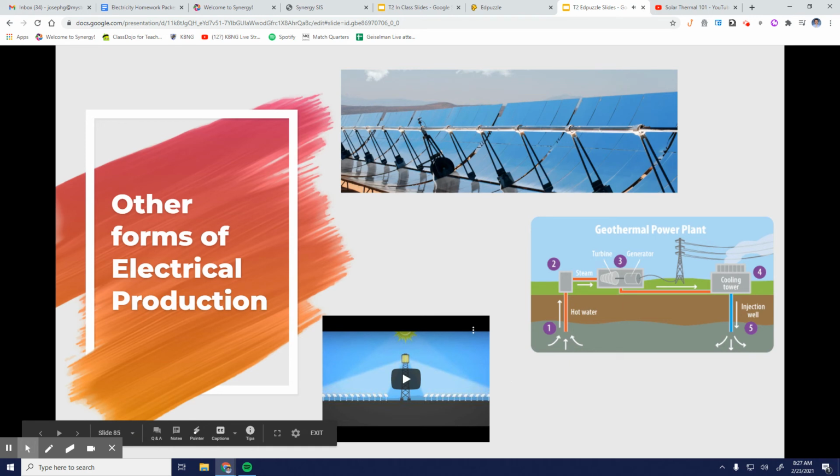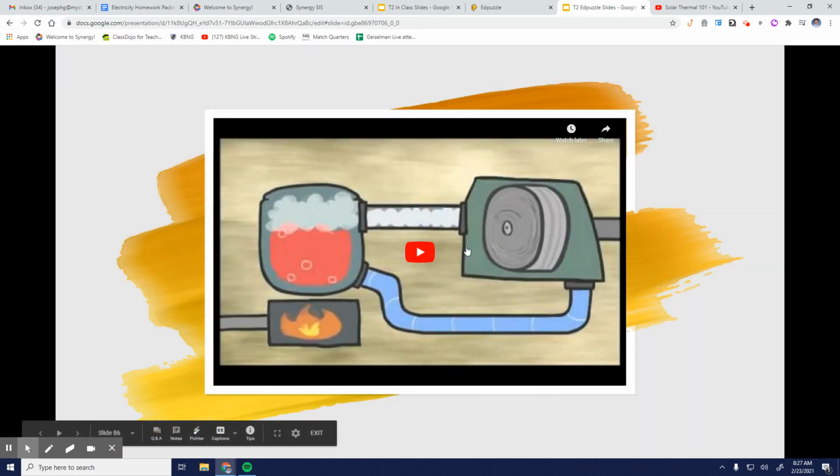So that is solar thermal. That's kind of one of the cool newer ones. If you have ever been to Arizona, Nevada, parts of California, and Utah, you will actually see places like this. And just a quick refresher on how most other types work.